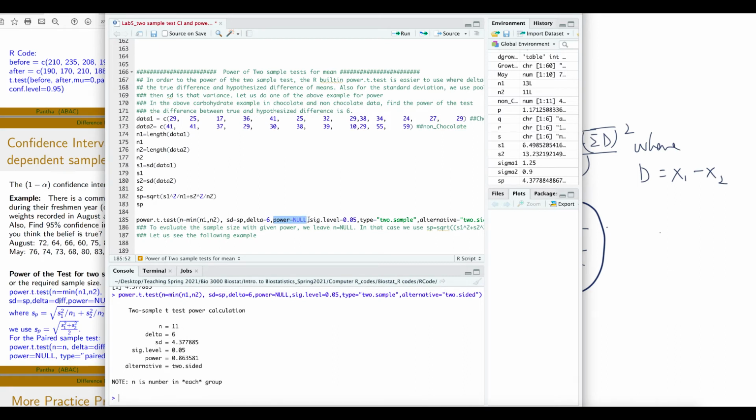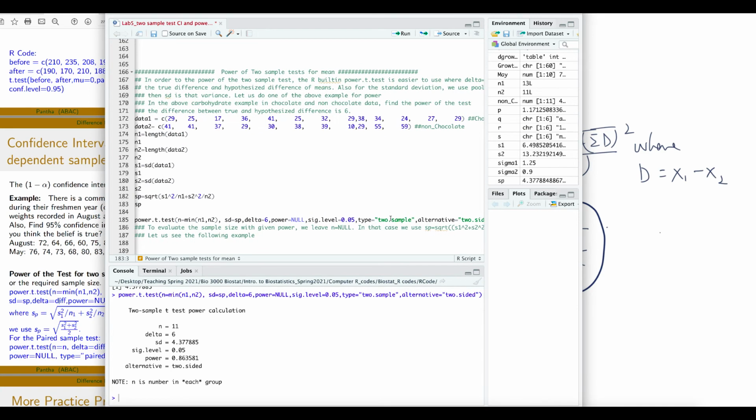Significance level, see, I use significance level here. Why did I do that? Previously we had confidence level, here we are using significance level, so it's the same thing. Confidence level was 1 minus alpha, significance level is basically alpha, and type is two-sample, alternative is two-sided. Okay, so let's look at that. Oh, we got that already. So what did you get? n is the minimum of that, right? So what is the power? It's 86% power.